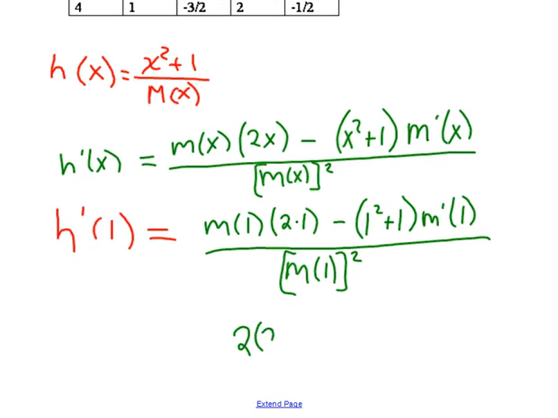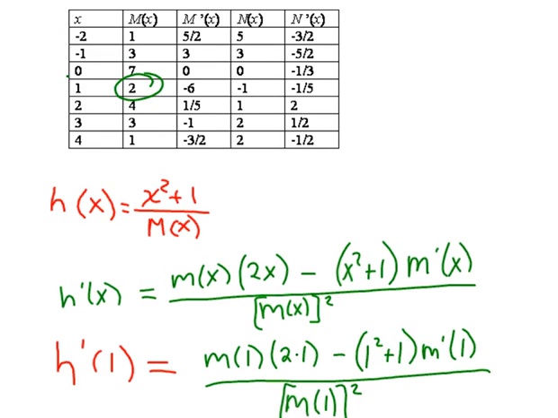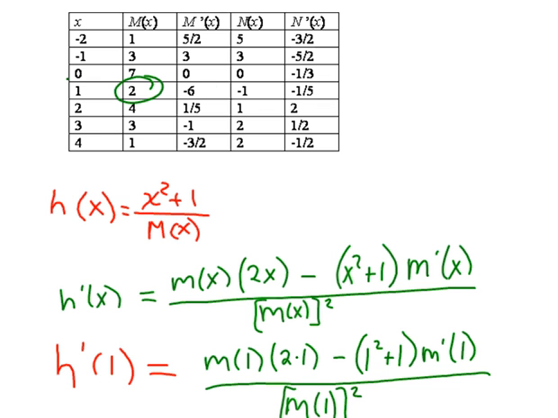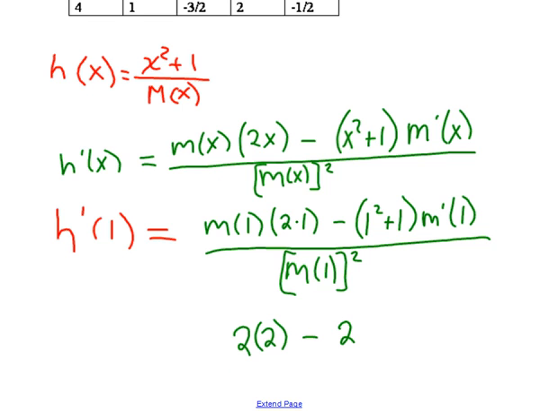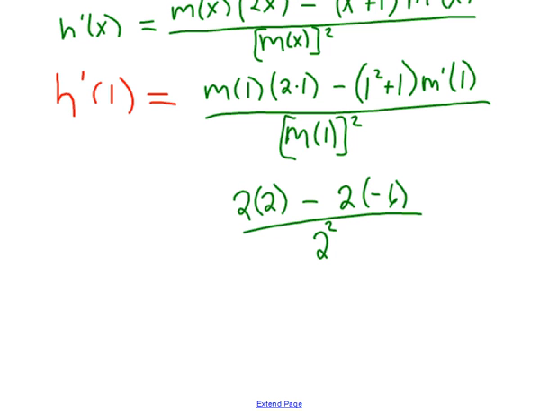2 times 1 is 2. 1 squared plus 1 is 2. M prime at 1 is -6. And m of 1 we said was 2. 2 squared. And so I've got 4 plus 12 over 4, or 16 over 4, which is 4.